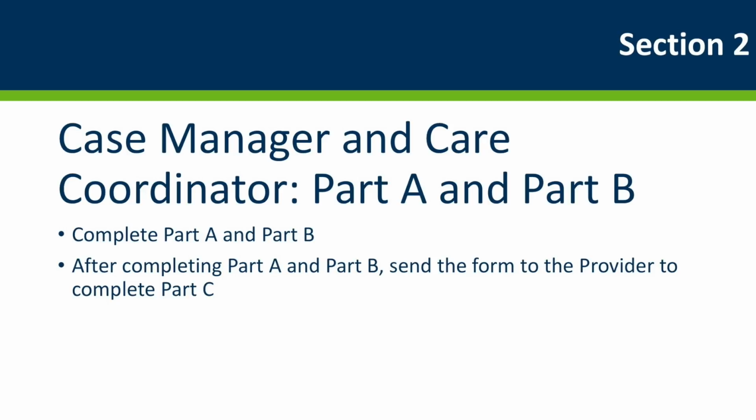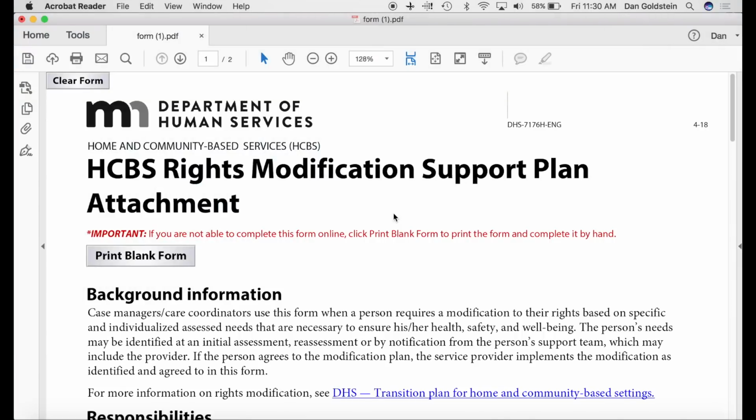Case managers and care coordinators are responsible to complete parts A and B of the form for the HCBS Rights Modification Support Plan attachment. At the end of this section, I will highlight additional steps the case managers and care coordinators are responsible to take to complete this process. Let's walk through Part A first. In this tutorial video, I am using the live online version of the form, so it may look different if you are using the printed blank form version.